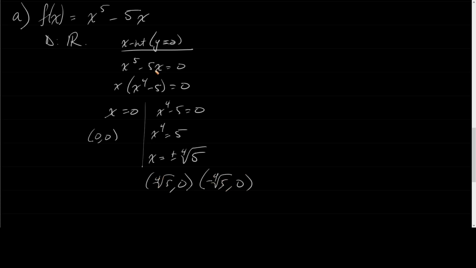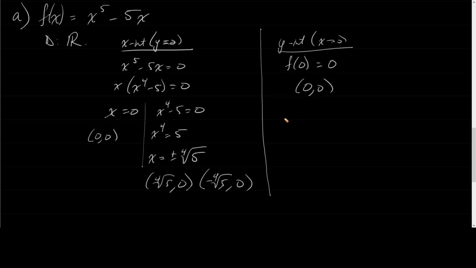These are all our x-intercepts. What else? Y-intercepts. Well, the y-intercept is when x is equal to 0. So plug that in and see. Well, what we need there is just f of 0. Plug it in, we get 0, which we already knew. So (0, 0). All right, so that's the intercepts.